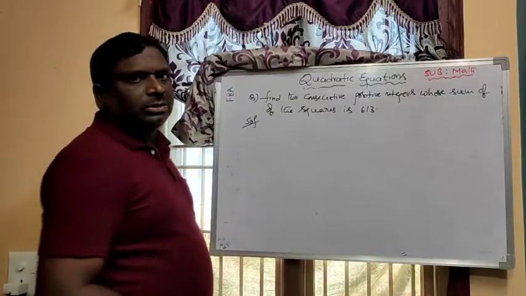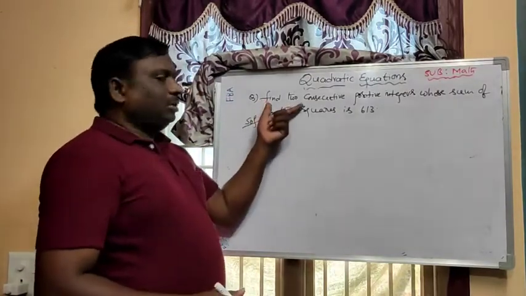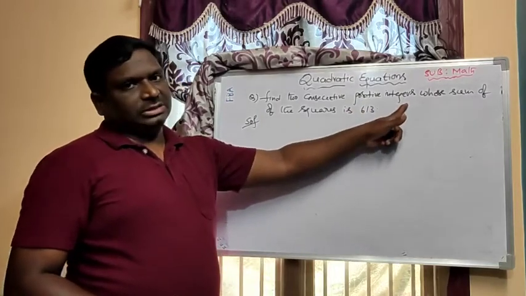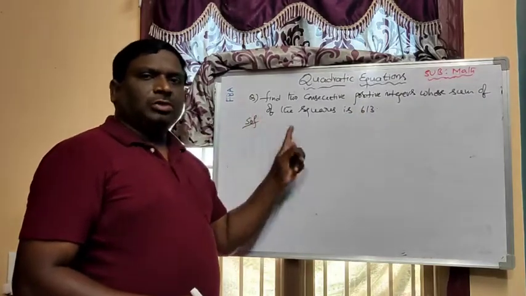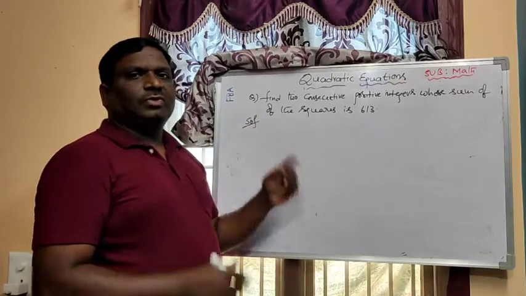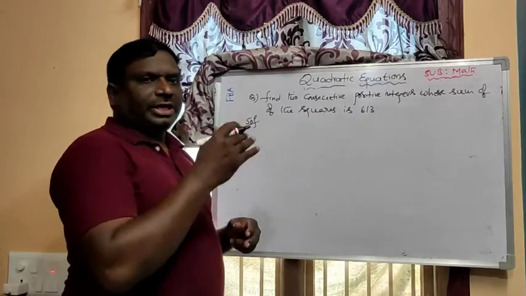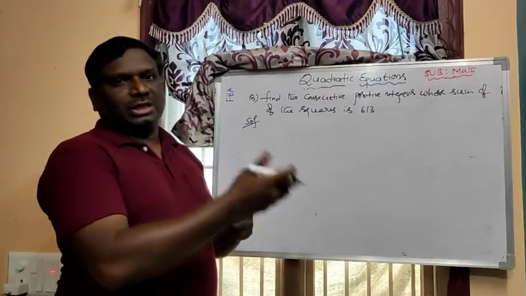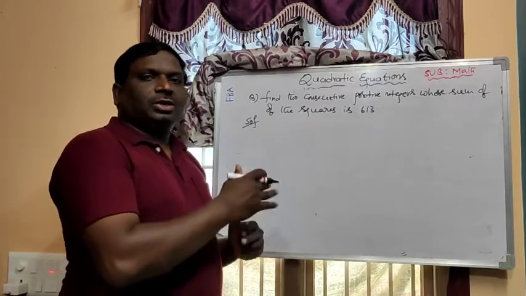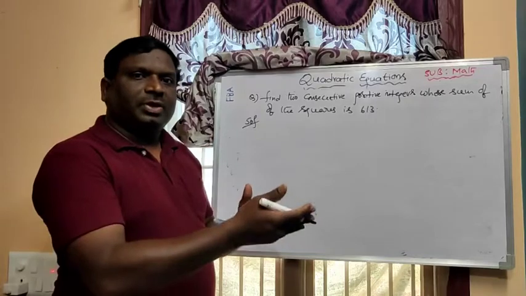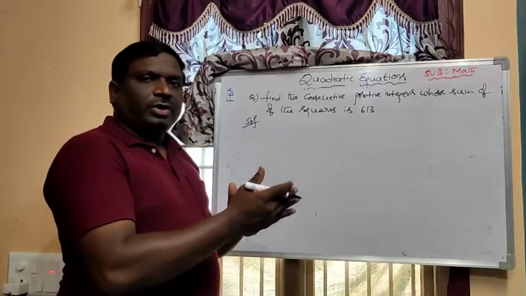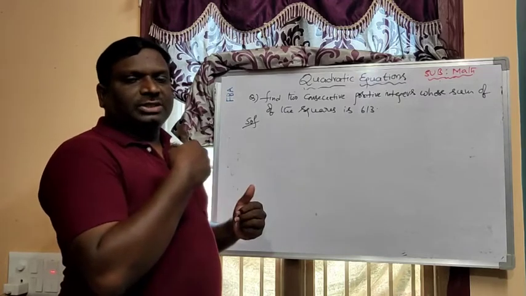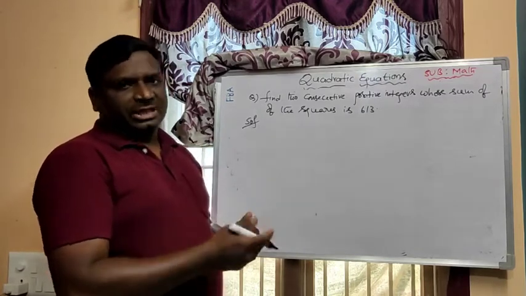Maybe a 4 marks question also they will ask. So read the question carefully. Find two consecutive positive integers. Consecutive means what? One after the other. If you are taking 7, the consecutive number is 8. If you are taking 10, the consecutive number is 11. If you are taking p, the consecutive number is p plus 1, because you are adding 1 to the before number, then you will get the next number. So if the first number is x, the consecutive number is x plus 1.